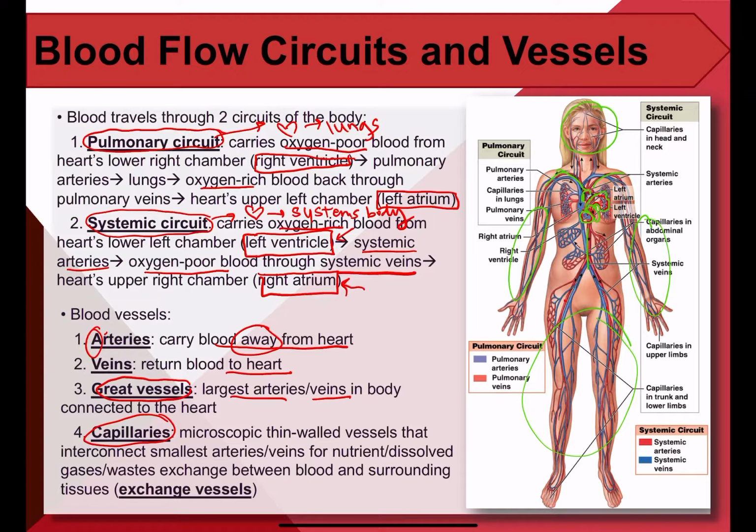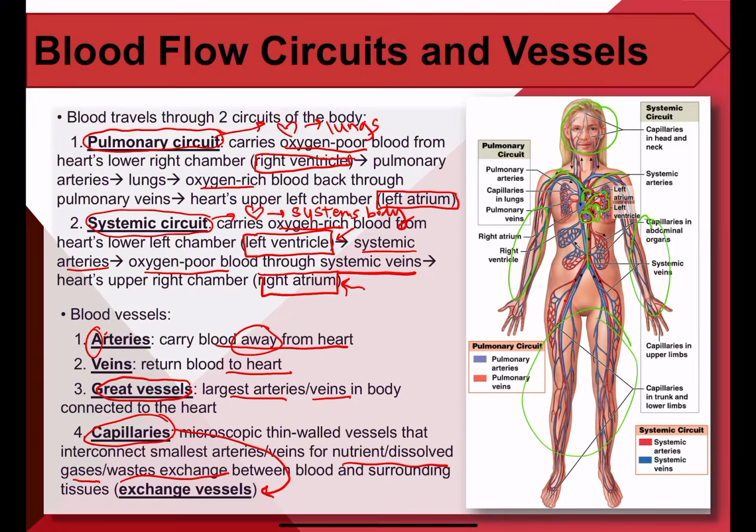Okay, there are big organs, small organs. There are large chunks of tissue. There are small chunks of tissue. So there are capillaries that can get to those smaller places as well, and that's why they need to be small. But they will interconnect those places for delivering nutrients or dissolved gases, and waste exchange between blood and the surrounding tissues. Okay, there are main exchange vessels.